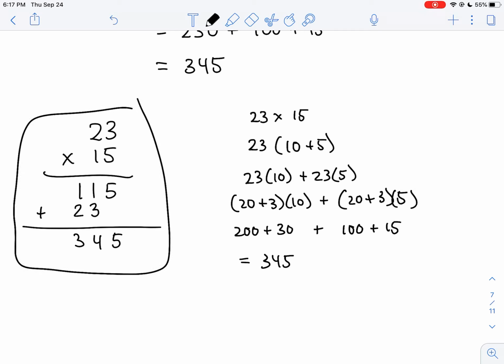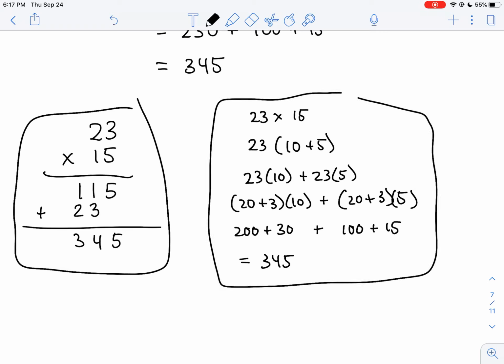The algorithm that you see here is, you could argue, a more efficient way of doing this. However, the algorithm here is less sensible than doing this. Right? So you have this trade-off. You get more efficiency, but the process makes less sense on the surface when you do the standard algorithm.